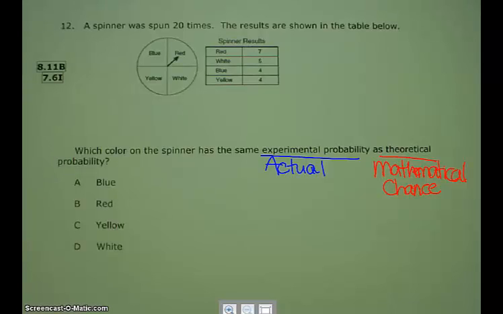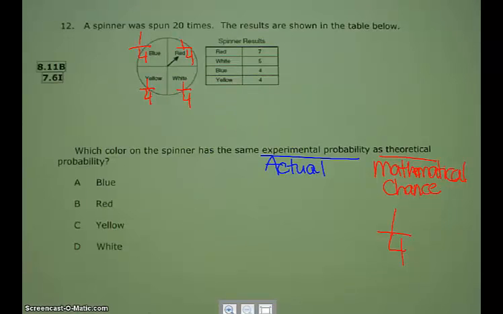We have 4 colors on the spinner: blue, red, yellow, and white. So the chance of me spinning a blue on this spinner, there's one section that's blue out of a total of 4 sections. So it's a 1/4 chance. That would be the same for yellow, 1 out of 4 chances of getting yellow. 1/4 chance of getting a white. I would expect red to be spun 1 out of the 4 chances as well. So the theoretical probability for each of those occurring would be 1/4. So I'm looking for which of the experimental results actually match that 1/4.